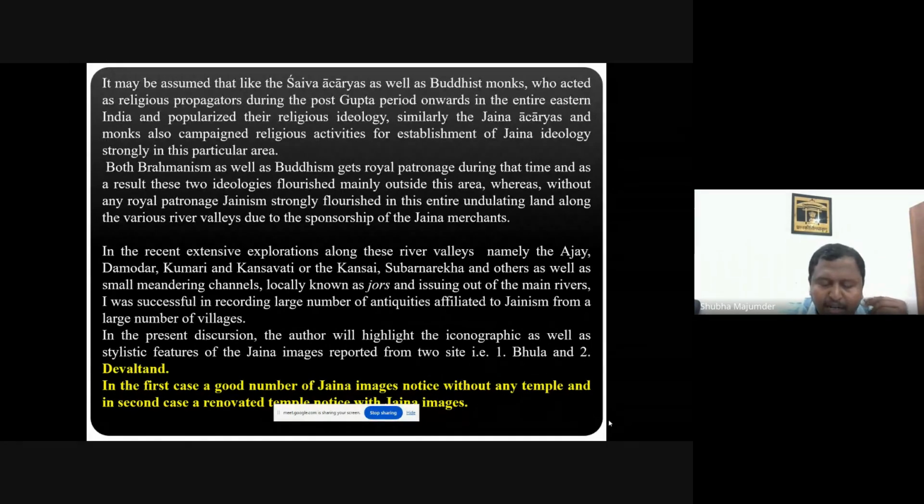In the present discussion, I have mainly chosen two sites, one is Bhula and another is Devaltad. In the first case, a good number of Jaina images were noticed without any temple, and in the second case, a renovated temple was found with some Jaina images. So these are the two contexts. I have tried to highlight how we found the context of the Jaina antiquity during the exploration, which is really necessary for understanding the archaeological context of those images.